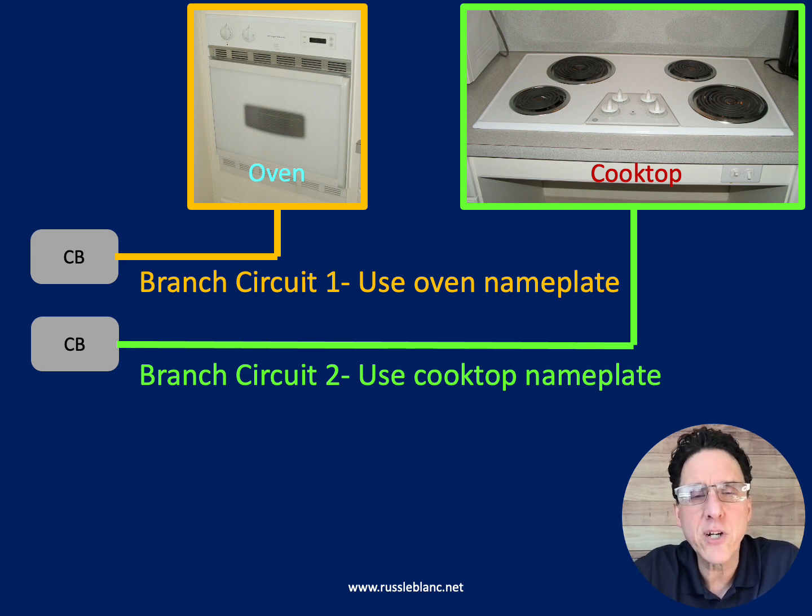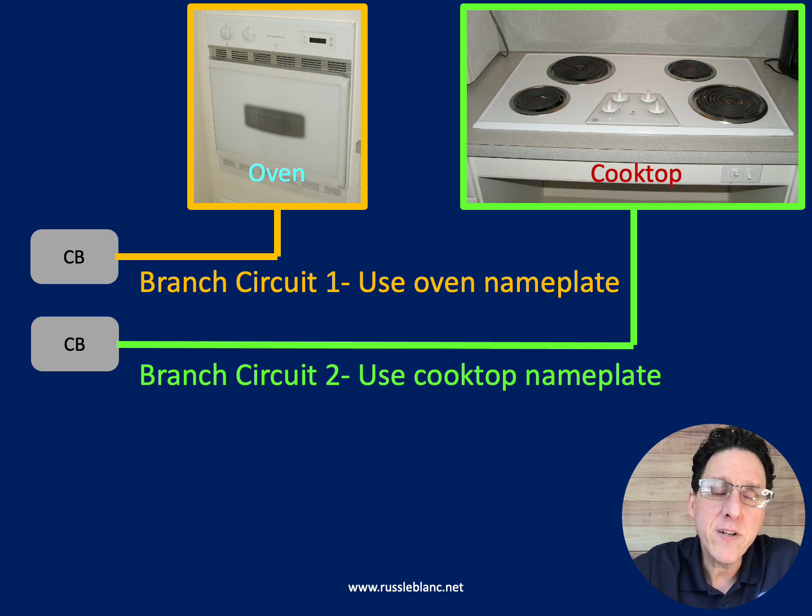So for ovens and cooktops, it might look something like this. We put in a circuit breaker for the branch circuit. And for the oven, we would use the nameplate to size the first branch circuit. And then we would run another branch circuit to the cooktop, and we would use the nameplate rating of the cooktop, right? And so in both of these cases, we're going to use the appliance nameplate for sizing the branch circuit.